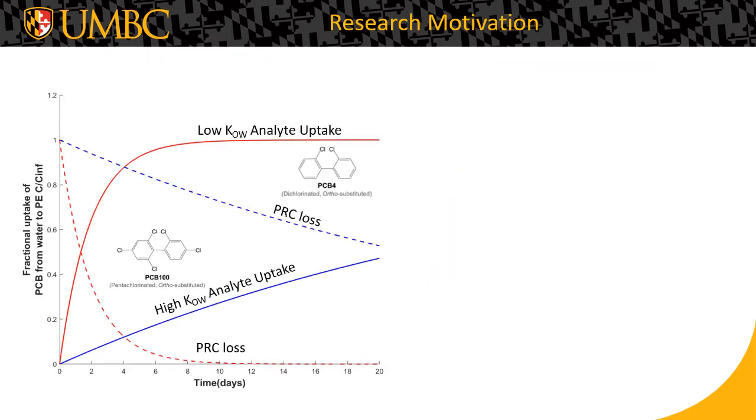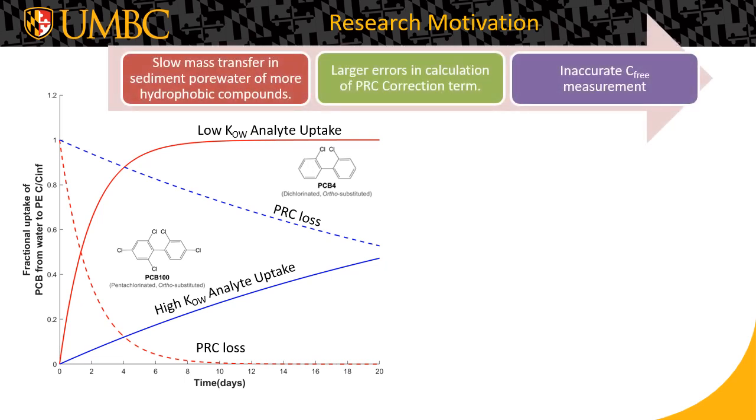The HOC we are dealing with in this study is polychlorinated biphenyls, PCBs. Mass transfer uptake kinetics of more hydrophobic PCBs like PCB 100 in sediment pore water is slower than less hydrophobic compounds like PCB 4, as represented in this diagram. Thus, the larger, more hydrophobic compounds need more PRC correction. The errors involved in calculating the PRC correction term are further propagated into the freely dissolved concentration measurements.